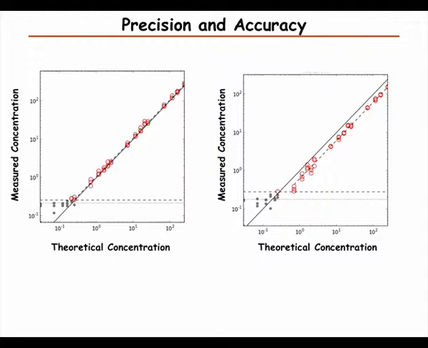And then this is just another example. Here we have a measurement that is both accurate and precise, while here we have a measurement that has about the same precision, maybe a little bit lower, but a much worse accuracy. Because the solid line here is the theoretical, what we should have.